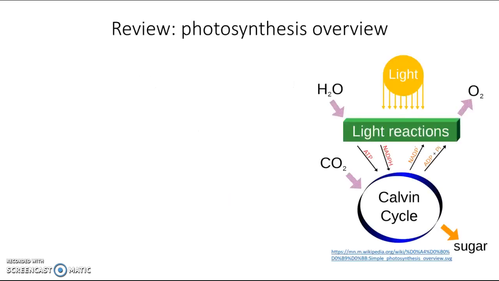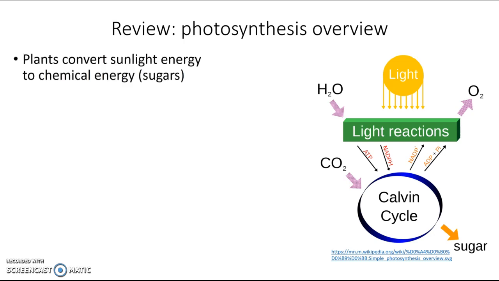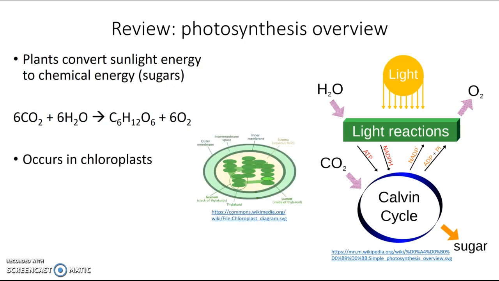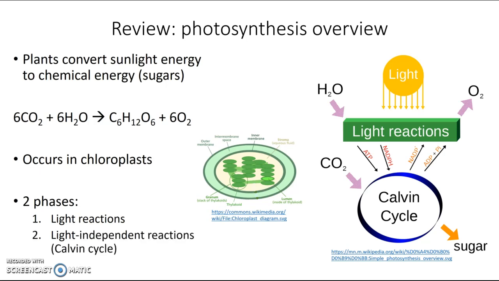Here we've got a diagram of what happens in the entire process, and the general purpose of this process is for plants to convert sunlight energy into chemical energy in the form of sugars. The balanced equation for this process is 6 carbon dioxides plus 6 waters will yield 1 molecule of glucose and 6 oxygen molecules. This whole process occurs in the chloroplast organelle of plant cells, and it occurs in 2 phases, the first one being the light reactions, and the second one, the light-independent reactions, or Calvin cycle.